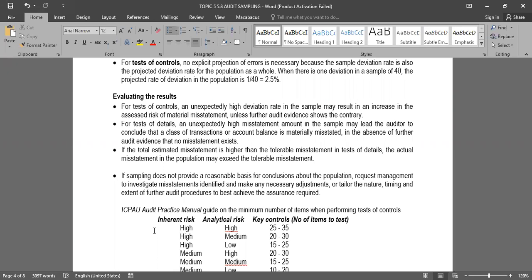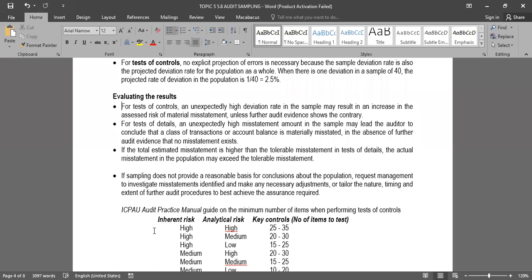When you're performing tests of controls, as you evaluate your results, the thing is that for tests of controls, if you have an expected high deviation rate in the sample, it may result in an increase in the assessed risk of material misstatement, unless further audit evidence shows the contrary.